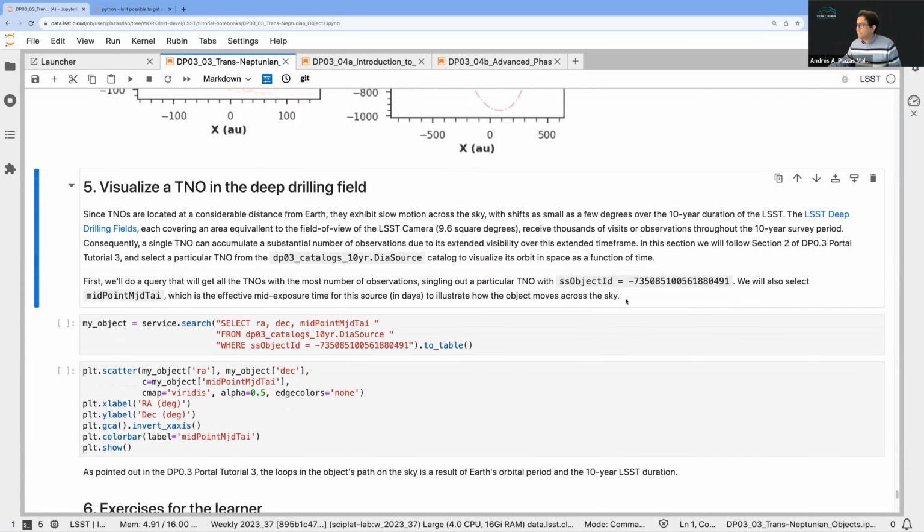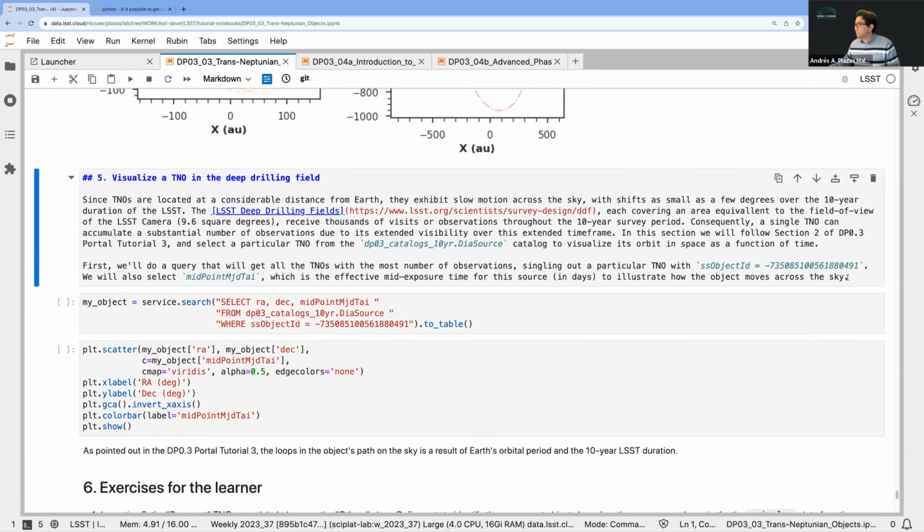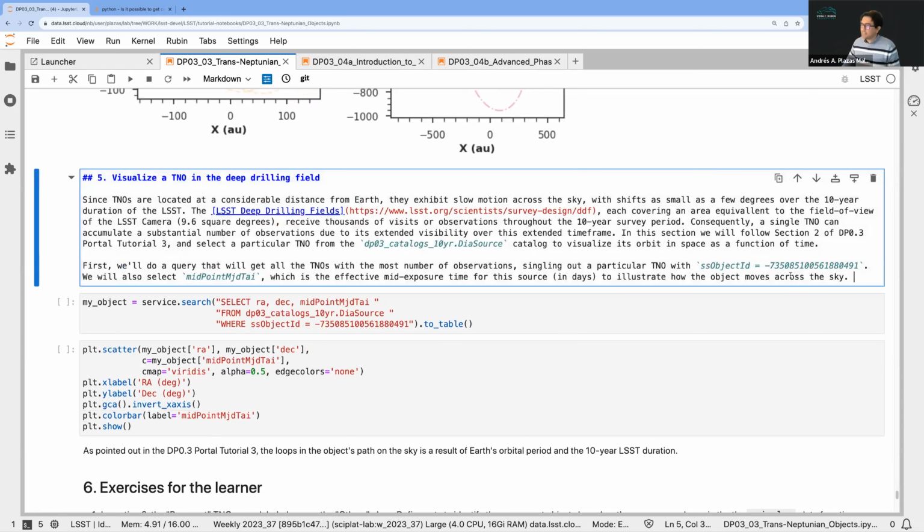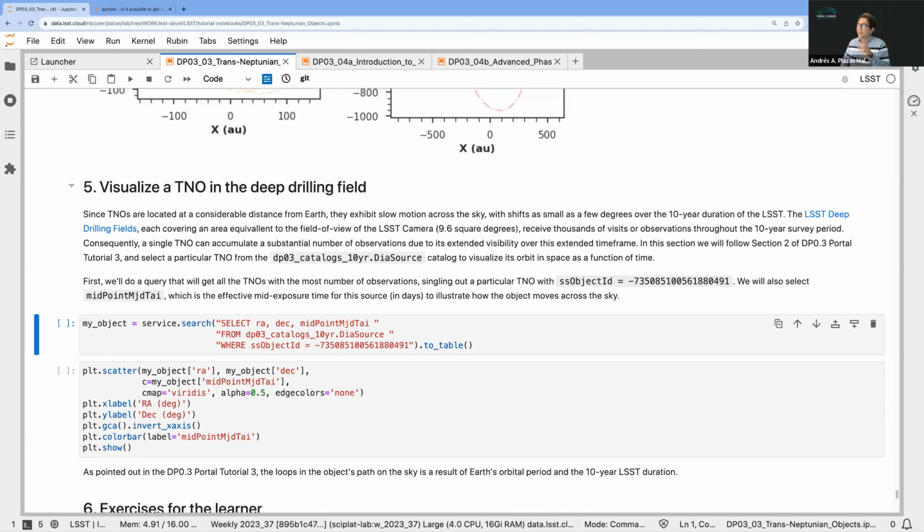So that's the section to visualize the orbits. In this last section, we wanted to focus on one TNO in one of the deep drilling fields that have a lot of observations. This is the one example that you also find in one of the tutorials of the portal aspect of the RSP.